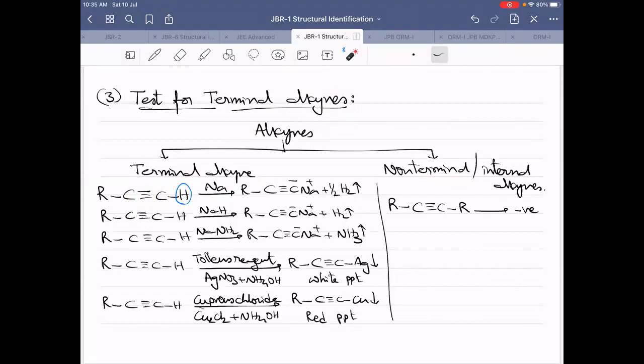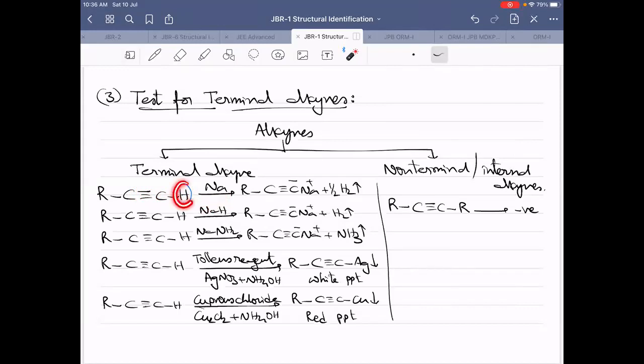Okay, so when a triple bond is present at the terminal position, the last carbon has tetravalency, right? Three valencies are satisfied with the triple bond. The fourth valency is with hydrogen, and that hydrogen is the one which will have acidic character. A little acidic character will be there. It can be released as H plus ion.